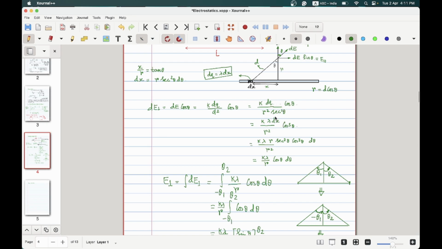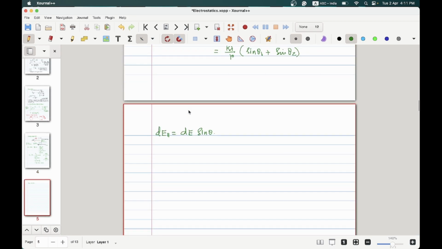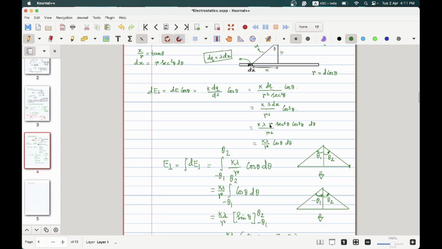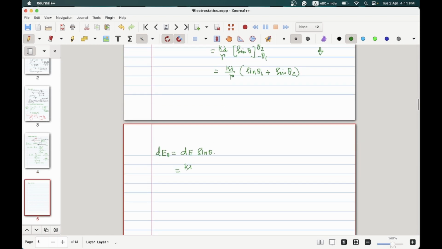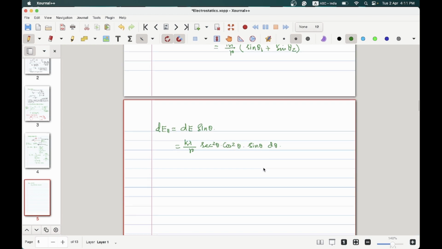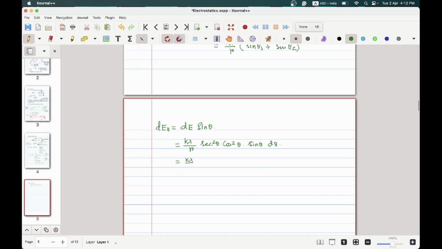There is a sec square theta, and if we take this sec square theta to the numerator, then it will be cos square theta, and this cos theta is due to this cos theta. Now this cos theta is replaced by sin theta here, so our expression is k lambda by r sec square theta cos square theta sin theta d theta. Clear? So this is basically k lambda by r sin theta d theta.